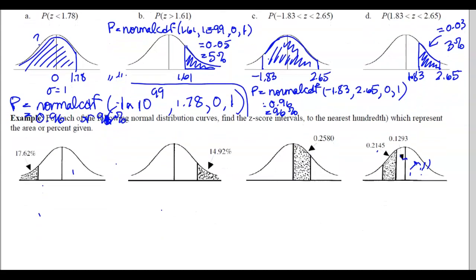That's what you want to use when you're trying to figure out the probability, or the probability as a percent, or the area under the curve. Now we're given the percent, or probability, and we want to figure out what the z-score is. Okay, so for each of the following, find the z-score intervals to the nearest hundredth, which represent the area or percent given.